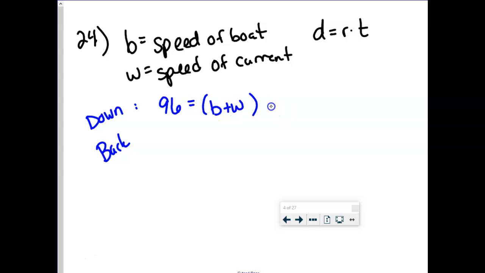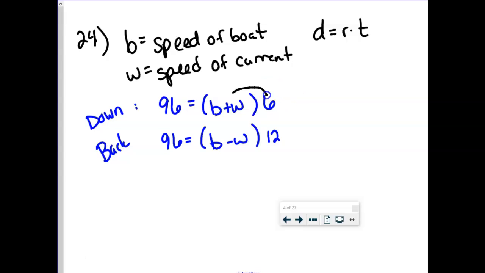So however fast the boat is set to go, I'm assuming it's a boat with a motor, plus the speed of the water current. So that's the rate, and then how long did that trip take? How many hours? A 6-hour trip. And then on the way back, still 96 miles, but now how fast is the boat going? Instead of B plus W, now it's going to be B minus W, because they're being hindered by the water current. And then times 12, yep.